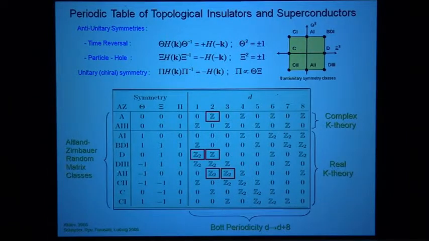Class AII is the class where you have just time reversal symmetry squaring to minus 1. That's the class when you have spin-orbit interaction in an insulator. In 2 dimensions, you have a Z2 topological insulator. In 3 dimensions, you have a Z2 topological insulator. In 4 dimensions, you have an integer class of topological insulators, characterized again by a second Chern number, which is consistent with time reversal symmetry in this class.